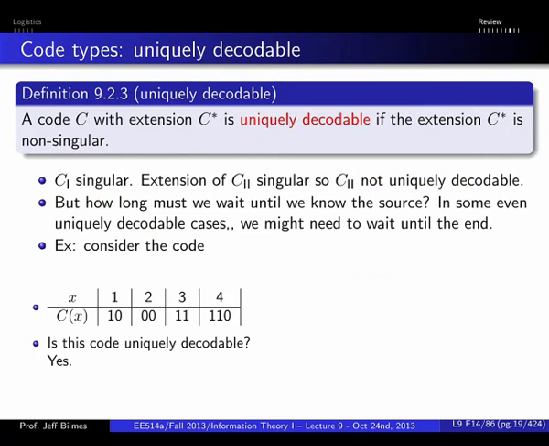The definition of uniquely decodable basically says that the code extension is non-singular. So for a uniquely decodable code, when we concatenate a bunch of code words together for a bunch of source symbols, that sequence of concatenated code words corresponds to one and only one sequence of source symbols.